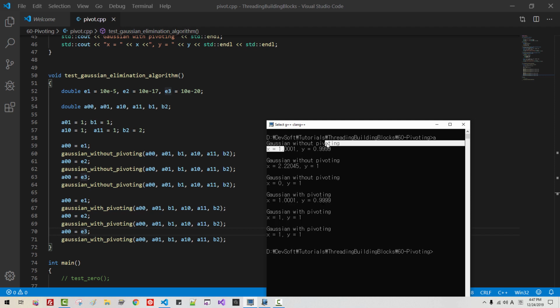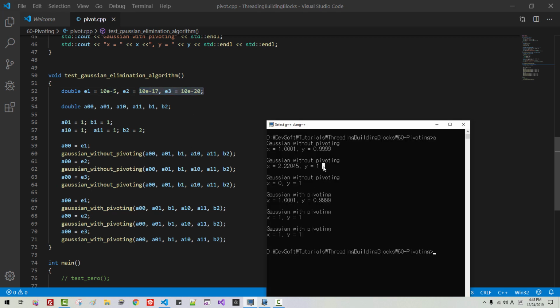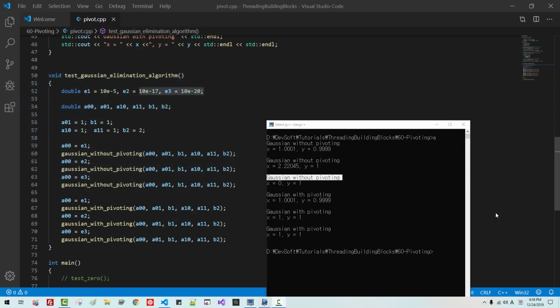Gaussian without pivoting is correct when A00 is not very small, but when A00 becomes a very small number, Gaussian without pivoting is wrong. I hope you understand the importance of pivoting. If we don't use pivoting, the Gaussian elimination algorithm does not work. In my next episode, I will explain what simple pivoting, partial pivoting, scaled partial pivoting, and complete pivoting are.